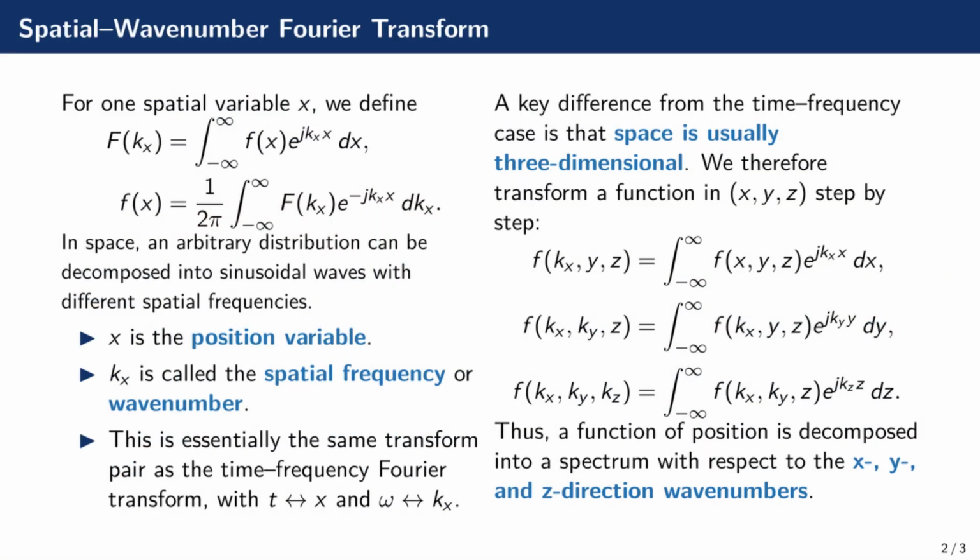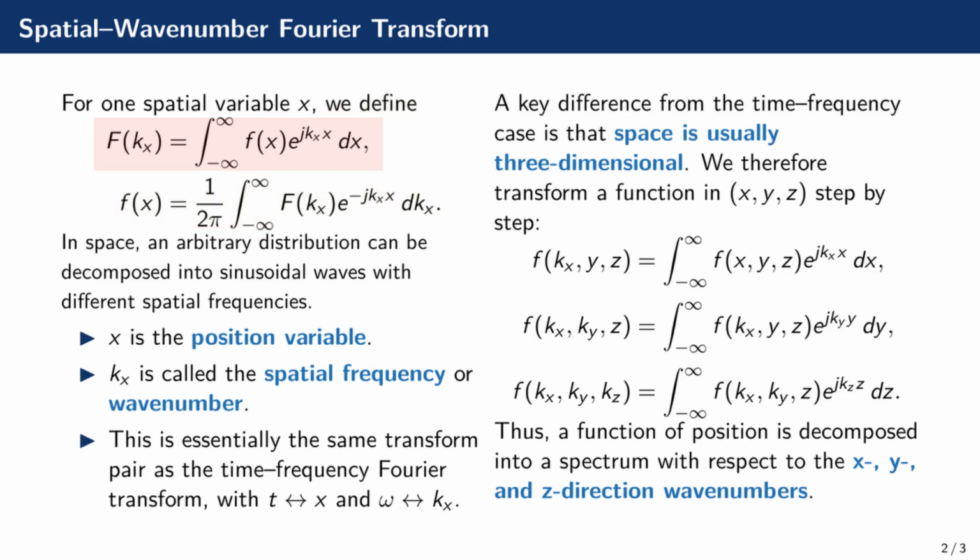So far, we have discussed the Fourier transform between time and frequency. Now we extend the idea to spatial variables. First, let us consider the one-dimensional case. We define the Fourier transform from the coordinate x to wavenumber space k sub x. So, a pair of Fourier transforms between space and wavenumber domains is given by those formulas.